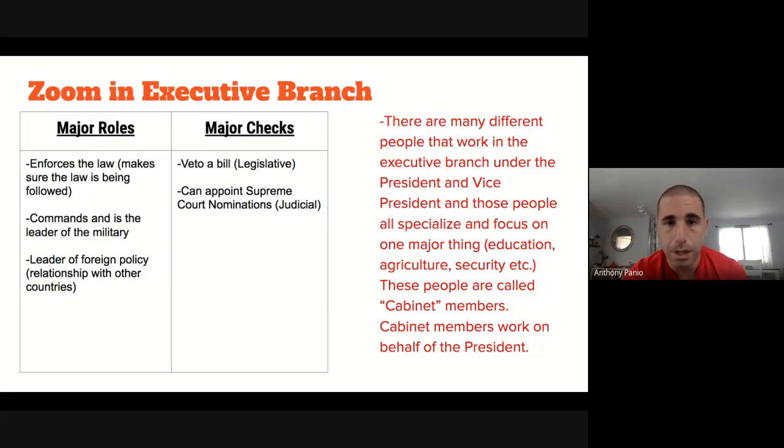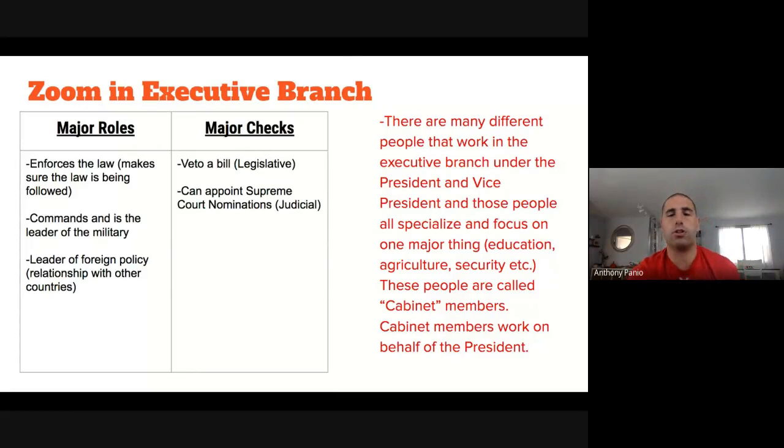The next thing, and this is one of the major roles they have: the president is the leader of the military. They command and lead the military, and they are in control of it. Another major thing, and we'll learn about foreign policy more, is that they lead foreign policy. They have relationships with other countries. They make sure those relationships are good and safe and that we're trying to avoid getting into a war. The president does a lot of other things, but these are the major things, and these are the ones that come up the most on the Regents.